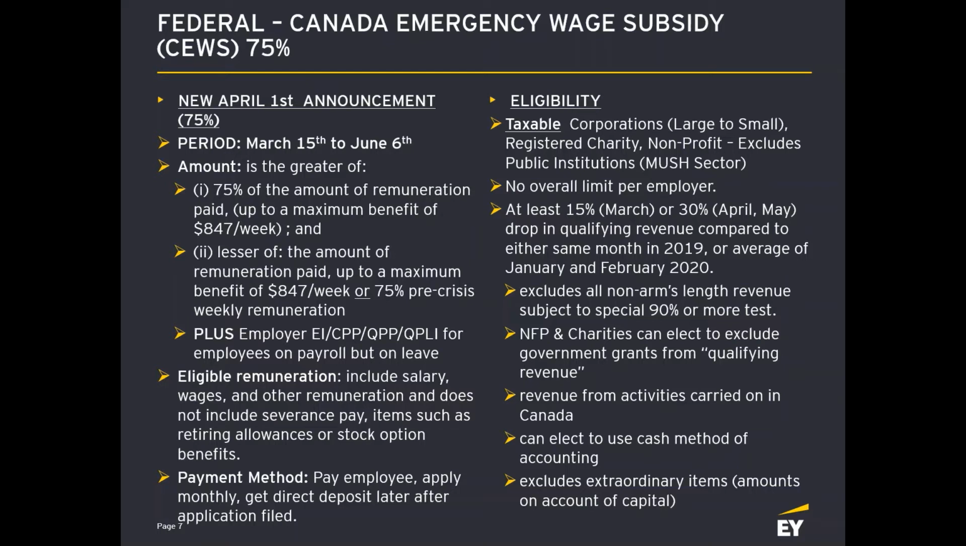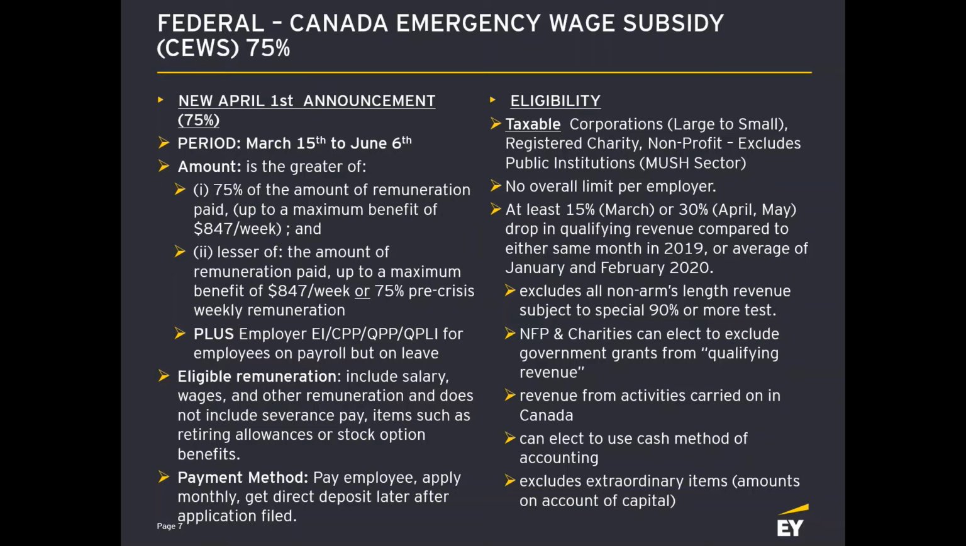So how is this reduction in revenue calculated? Basically, you look at your revenue for March of 2020 and you compare it to revenue of March of 2019, and if it's down by more than 15%, then you qualify. And one significant thing is, if you qualify for March, then you're deemed to qualify for the next period, the April period as well, right?